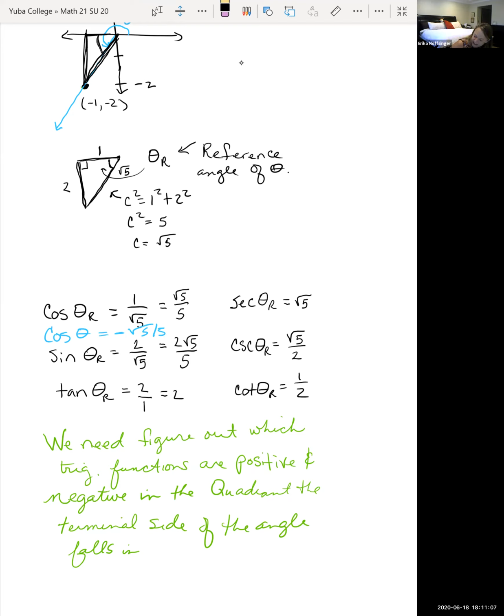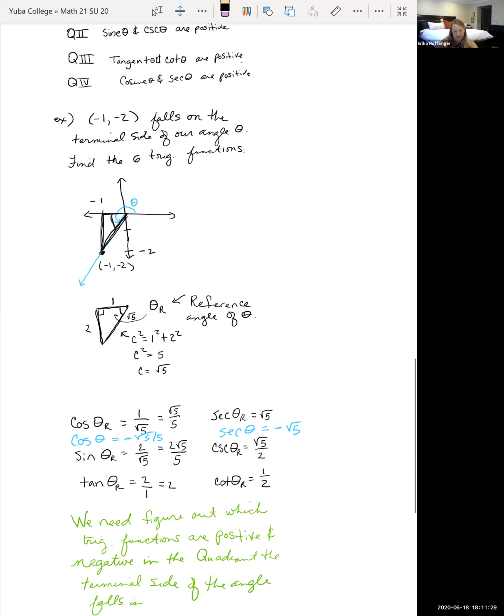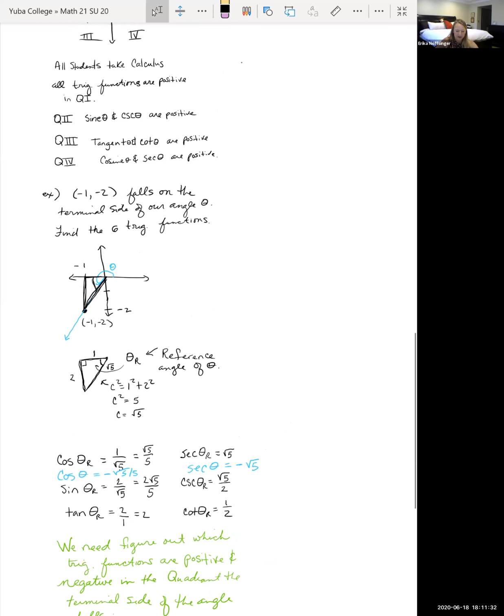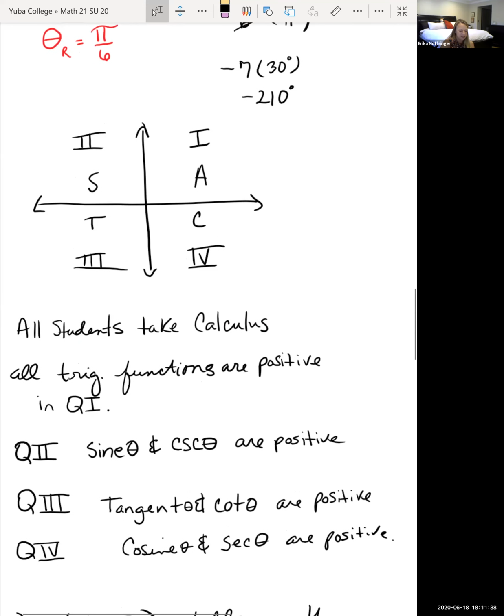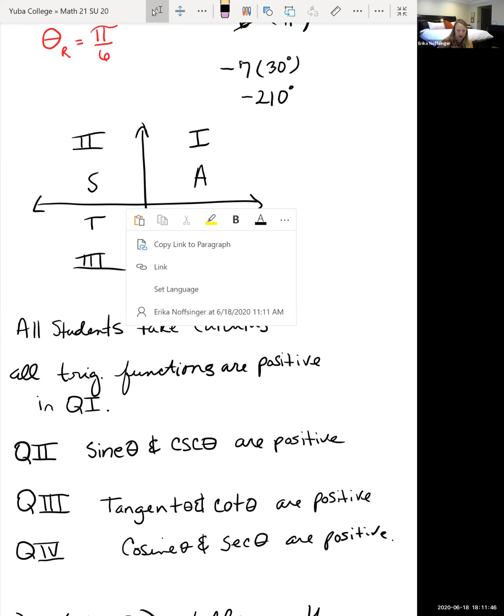And secant, so secant of our original angle theta, secant is negative in quadrant 3. So negative root 5. Professor, how is it negative root 5 over 5 again? It has to do with what quadrant. So it depends on what quadrant your angle actually falls in, and whether your trigonometric function is positive or negative. That's where we talked about all students take calculus. And so really the only positive ones in quadrant 3 are tangent and cotangent.